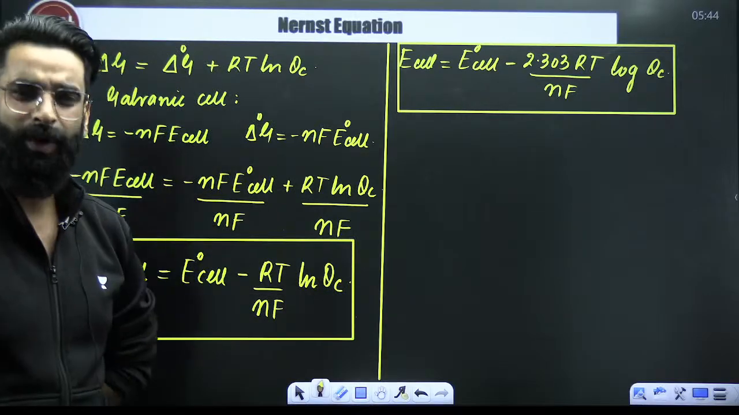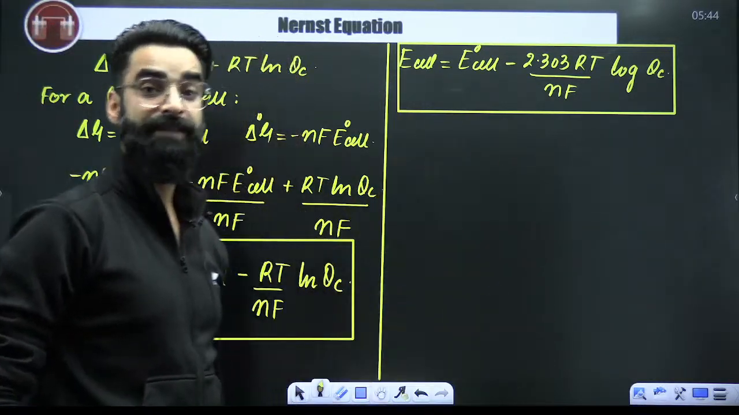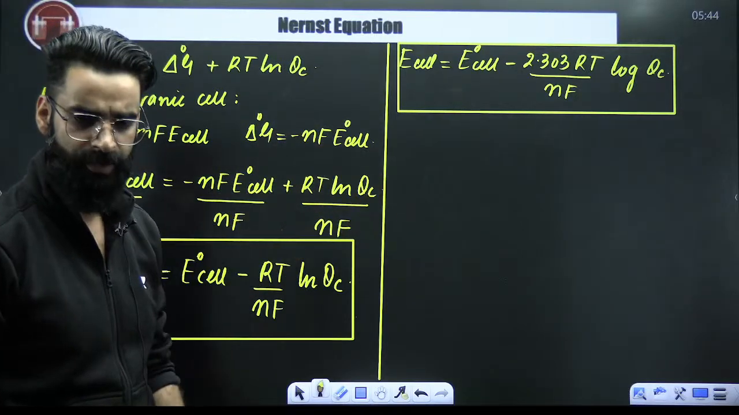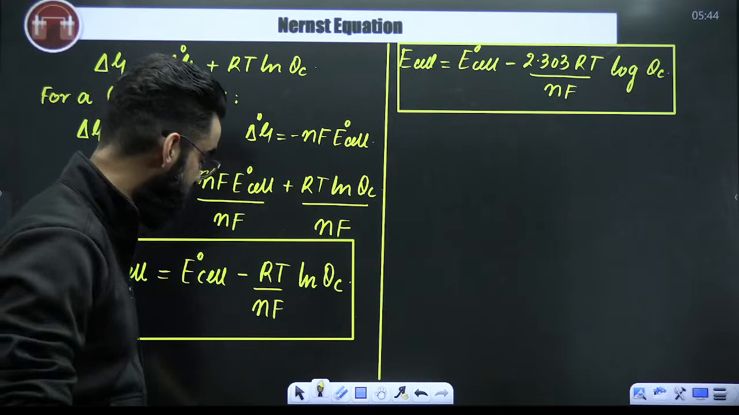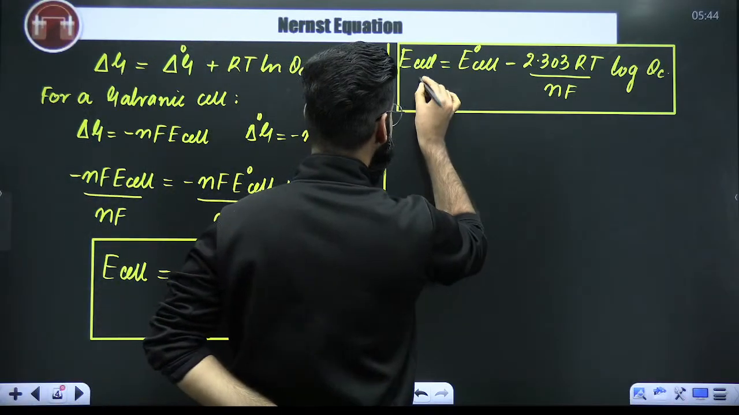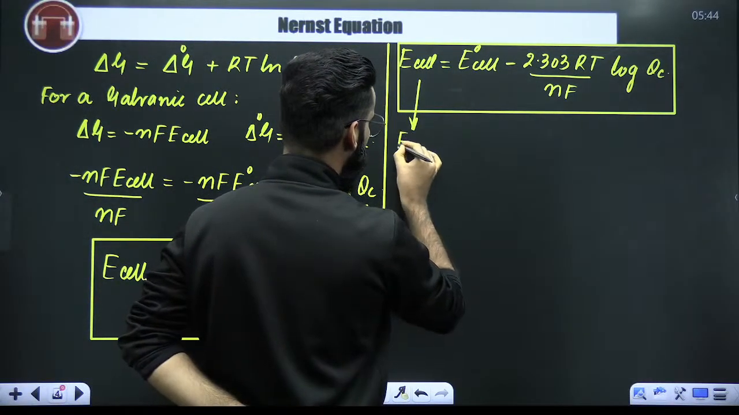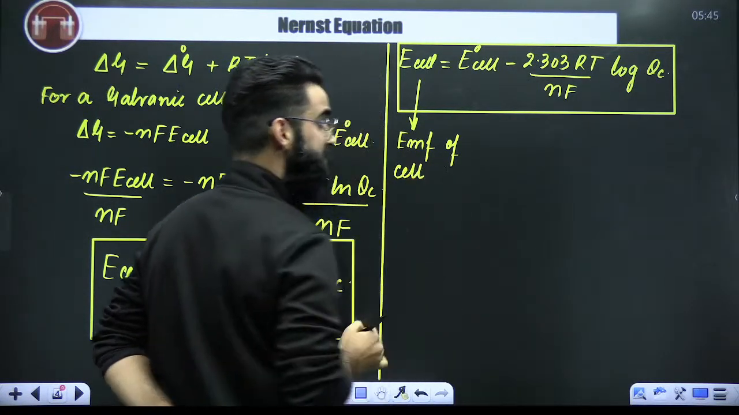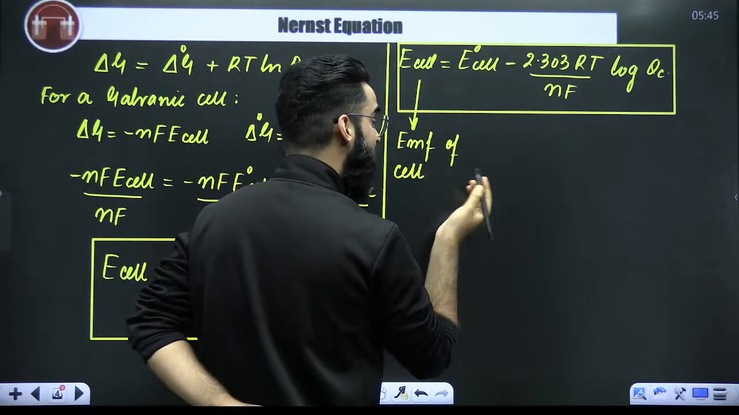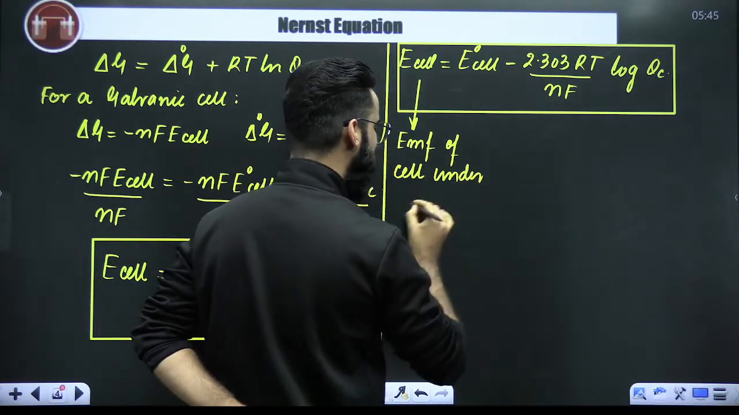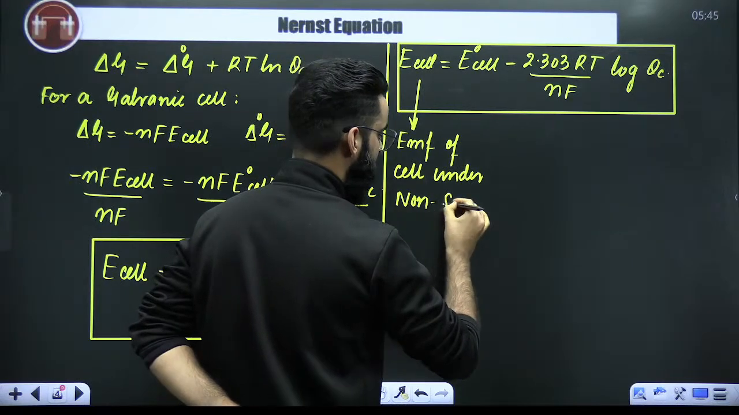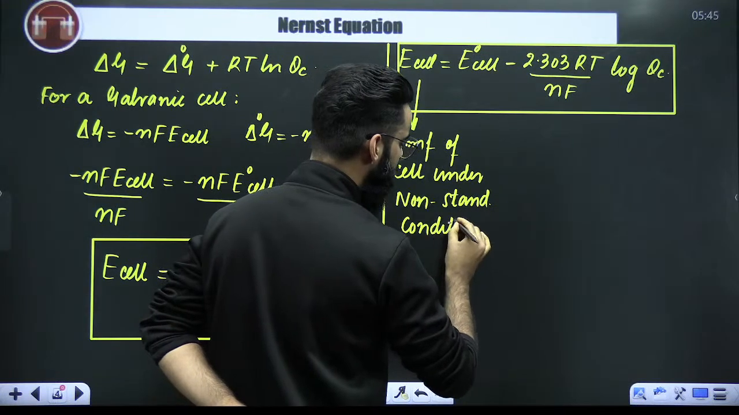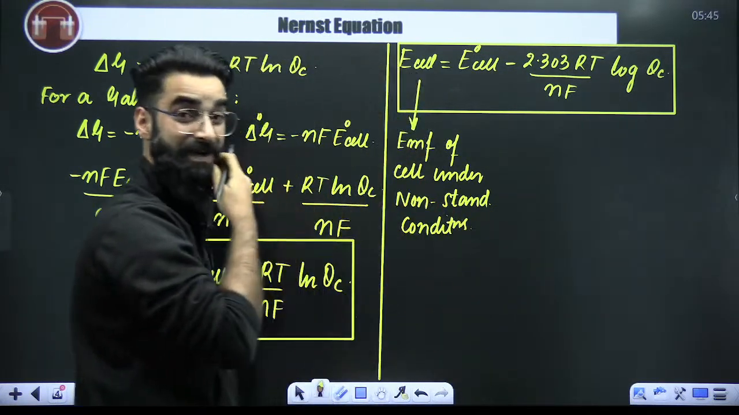Now, my dear students, try to understand the parameters which are there in the equation. Once you get to know the parameters, then I can show you its application. Where do we exactly need this particular equation? Before that, what is this E cell over here? E cell is something which you call the EMF of the cell, but under which conditions? Under non-standard conditions.